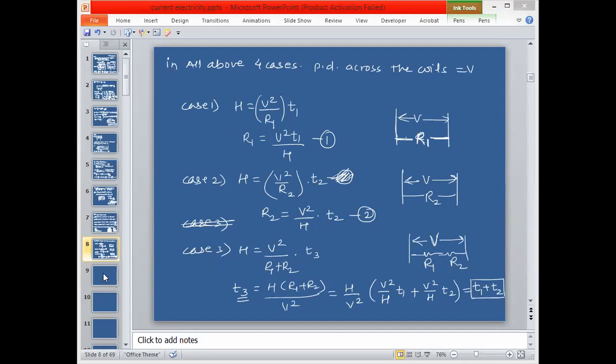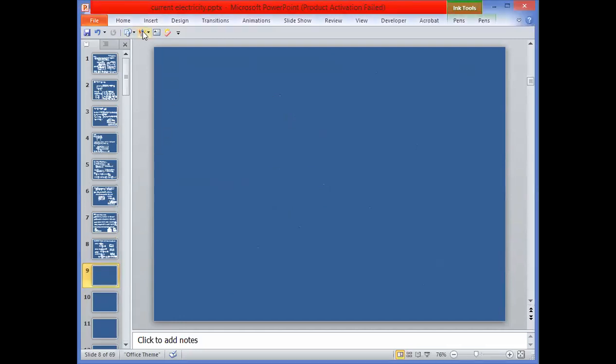Pay attention. Case number 4. In that case, what have they done? They have connected both the coils in parallel. And again, across the combination, there will be potential difference of V. So heat required will be the same.